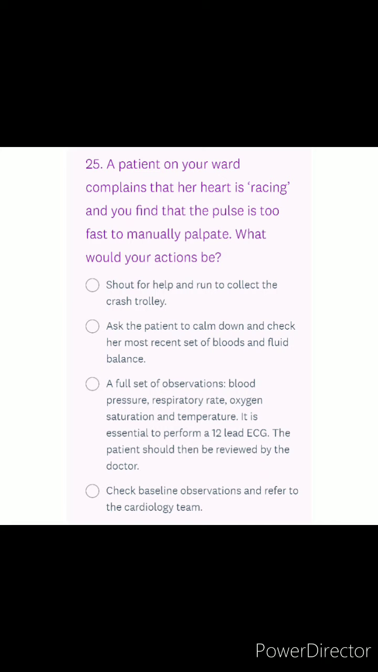It is essential to perform a 12-lead ECG. The patient should then be reviewed by the doctor. And option D, check baseline observations and refer to the cardiology team.